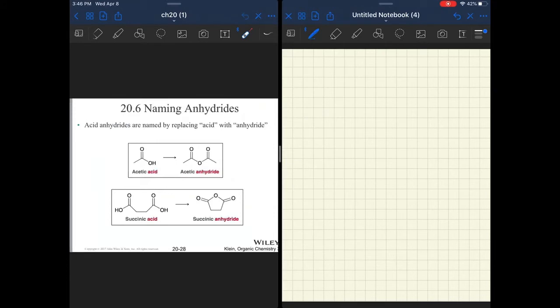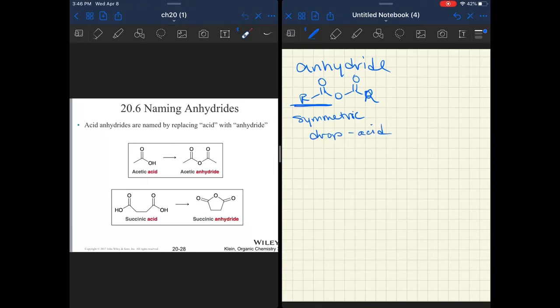Anhydrides, a little bit different here. So the anhydride, you wind up with 2 R groups, right? One on each side. And what you're going to do is look at what this carboxylic acid would be on one side. If it's symmetric, rules are a little bit different. You're going to take that carboxylic acid parent and drop just the acid, right? So you'll keep the ic or the oic and you will add the word anhydride.